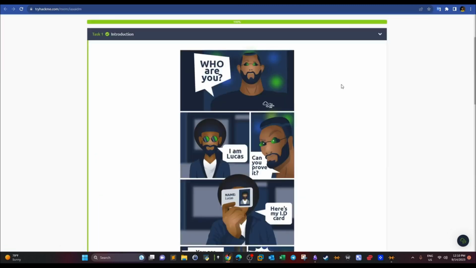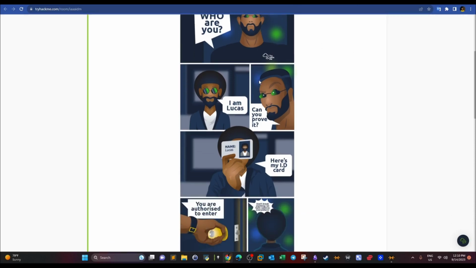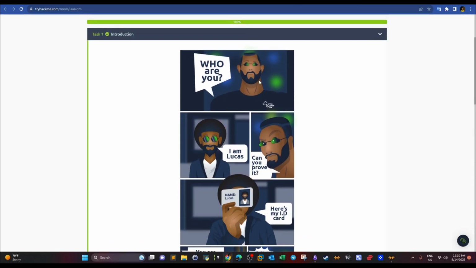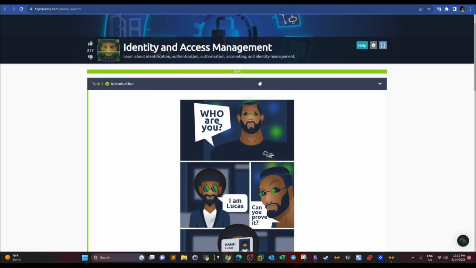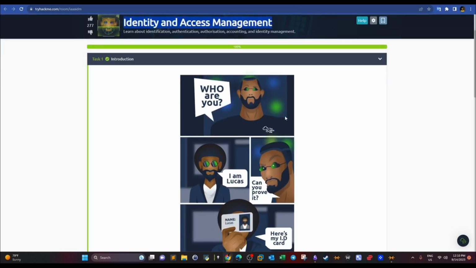So let's take a look at this room, and you have this illustration here. This illustration actually summarizes all the concepts that we're going to talk about in this room, which are the identity and access management concepts. As you can see, it starts off with what looks like a bodyguard.